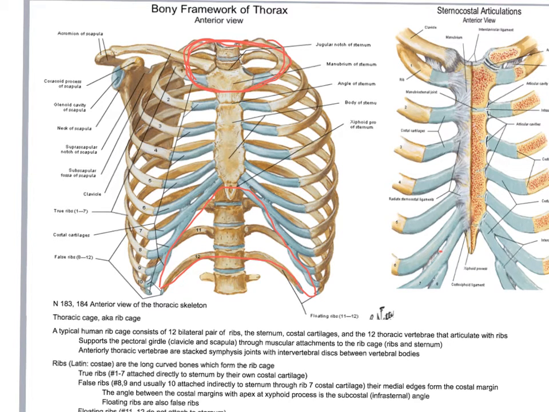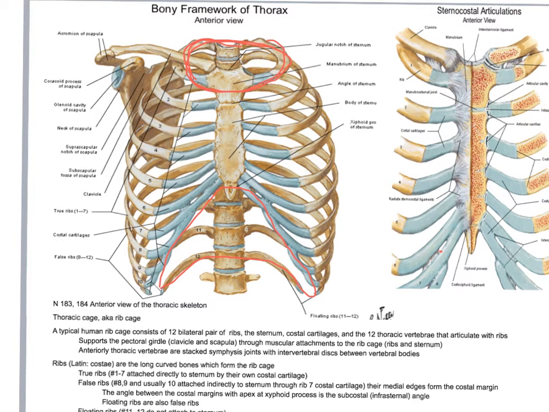Ribs have another name in Latin, the costa. So if you hear costa, it means ribs in Latin. Important for you to know is that from rib number 1 to rib number 7, they are called true ribs, and from rib 8, 9, 10, 11, and 12, they have a different name. Ribs 8, 9, and 10 are called the false ribs. So the first 7 pairs are called the true ribs.